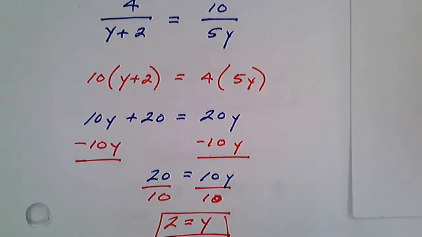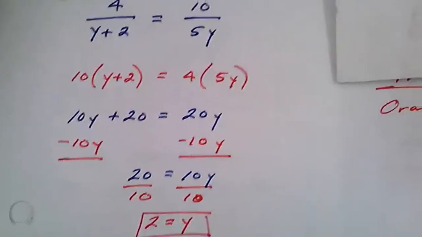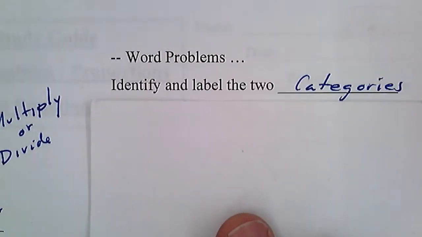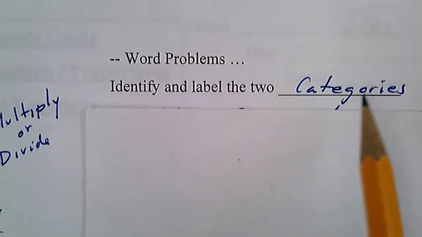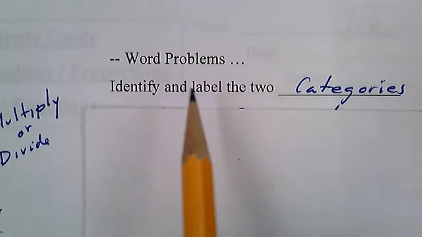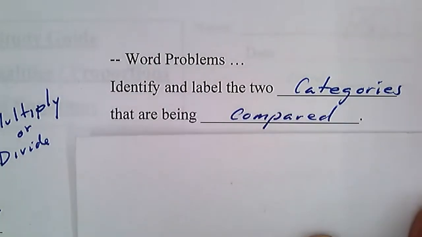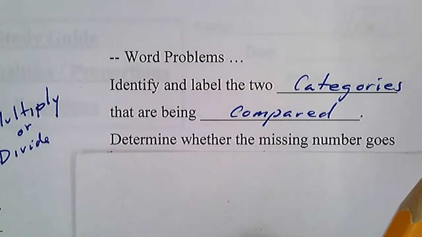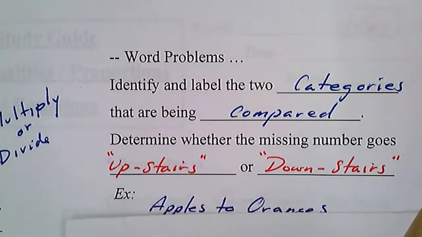Okay. All right, a little bit more about solving proportions. When we're solving proportions that are dealing with word problems, we want to identify and label the two categories. I've given you several examples in classwork and homework where, in the word problems, you want to come up with what your categories are. For example, the categories that are being compared, right? Determine whether the missing number goes upstairs or downstairs.